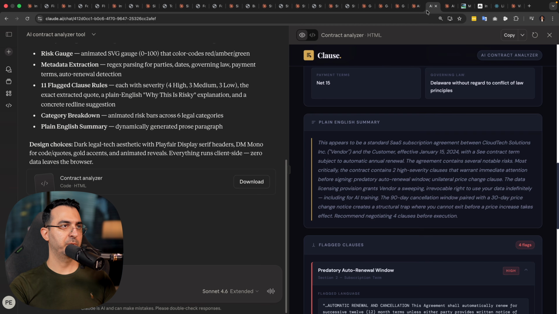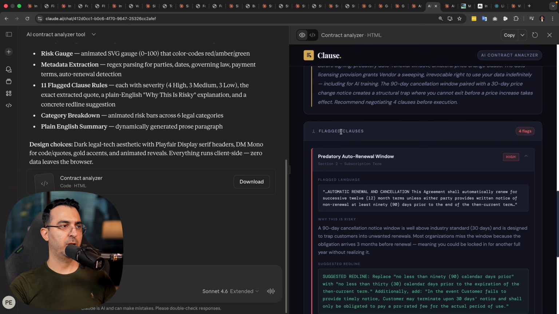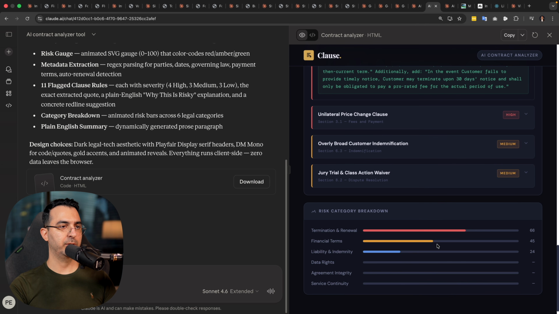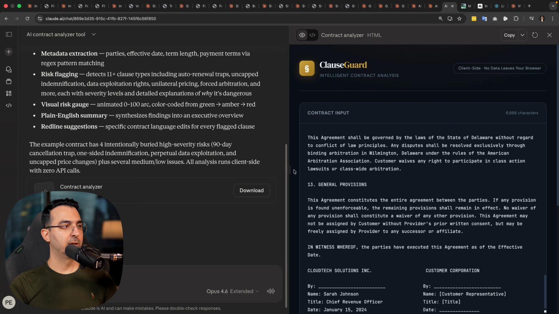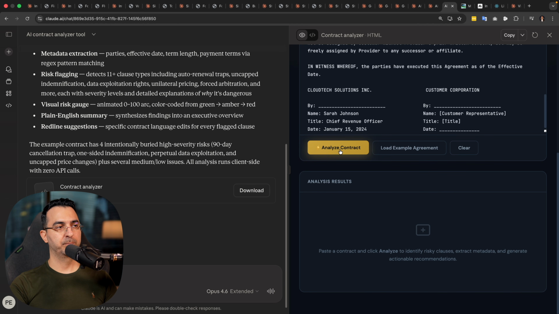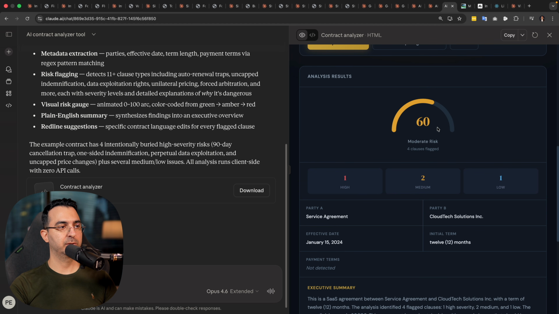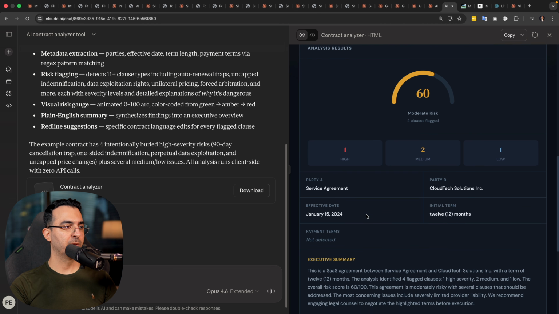So this is good. This is a summary of the contract. Again, here we have the summary. And here are the flagged clauses. We have 4 issues. It found 4. 2 of them are high, 2 of them are medium. And then it will give us some risk breakdown, in which categories we have some risks. Now let's try this on Opus 4.6 as well. Here it shows 60% risk. We have 1 high risk, 2 medium, and 1 low.